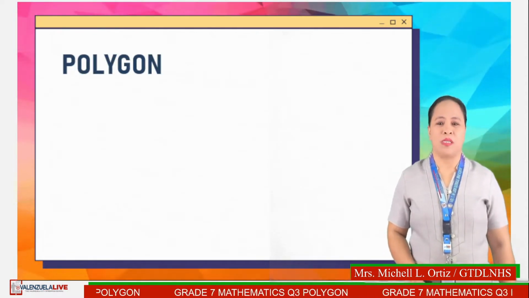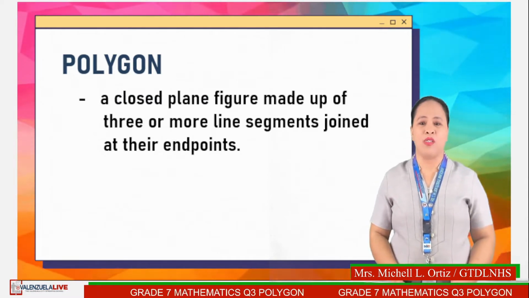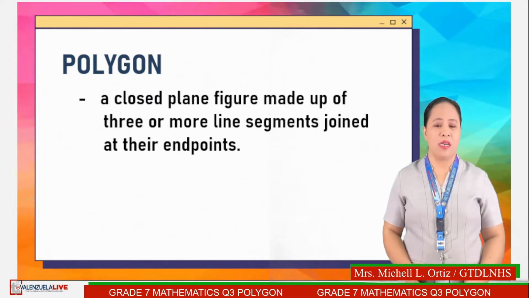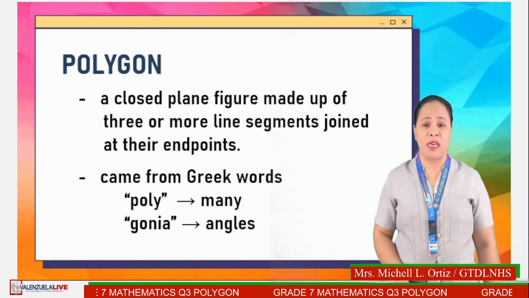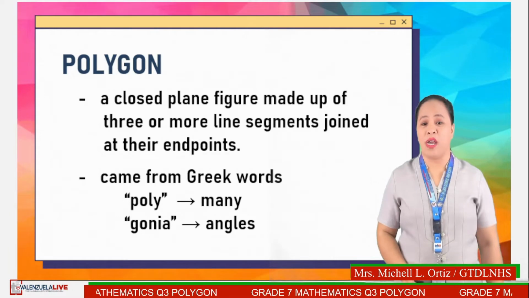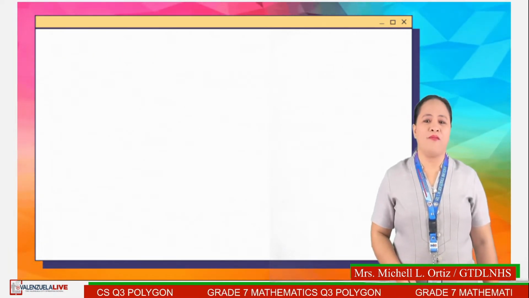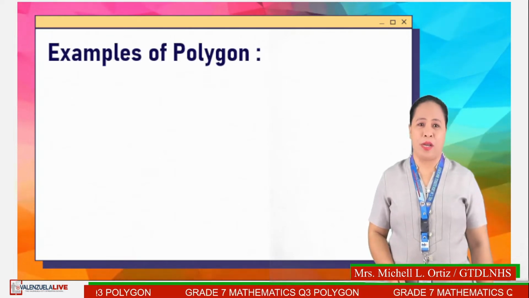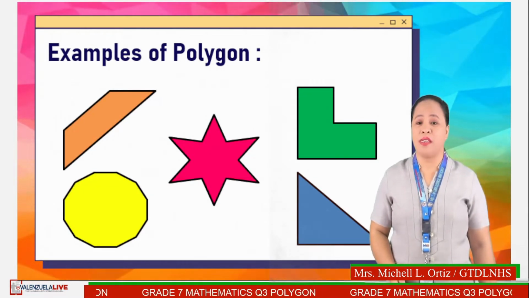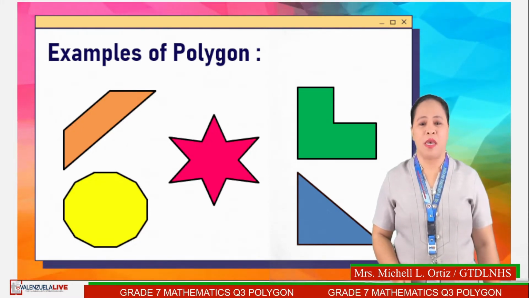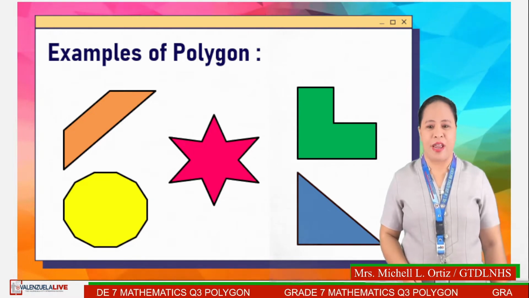Polygon is a closed plane figure made up of 3 or more line segments joined at their endpoints. The word polygon came from Greek words poly, which means many, and gonia, which means angles. These are the following examples of polygons. You can see all of these are closed plane figures made up of 3 or more line segments joined at their endpoints.